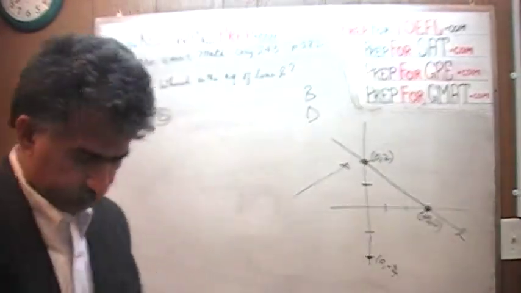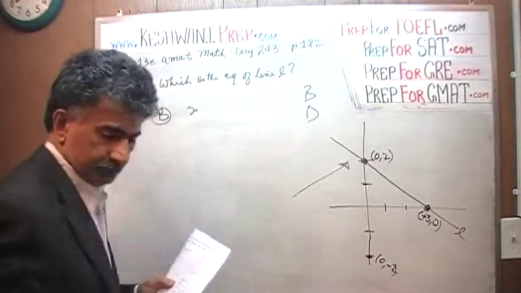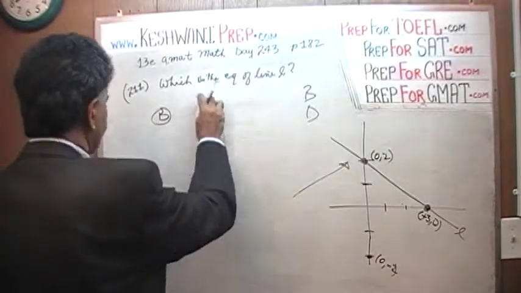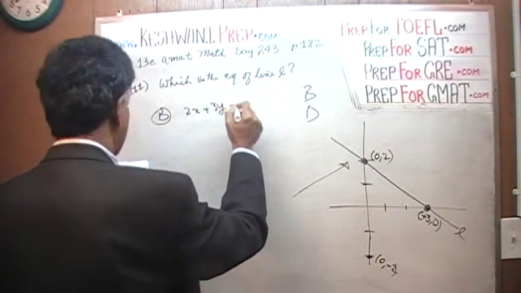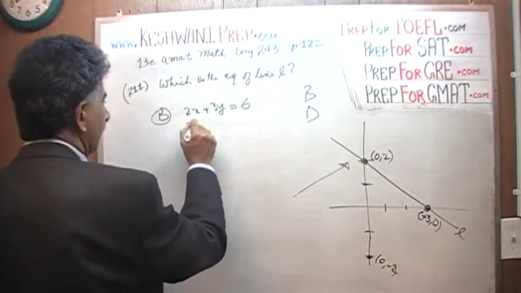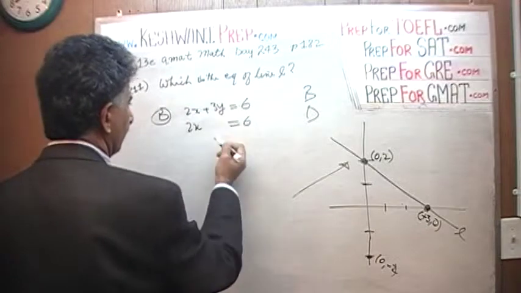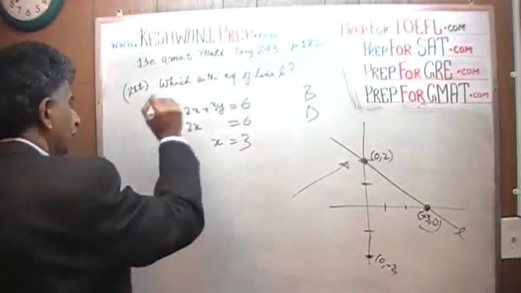B says 2x plus 3y equals 6. So we're looking at the x-intercept where y is 0. So 2x equals 6 because y is equal to 0, x is equal to 3, which is precisely what we find here. So that's your answer.